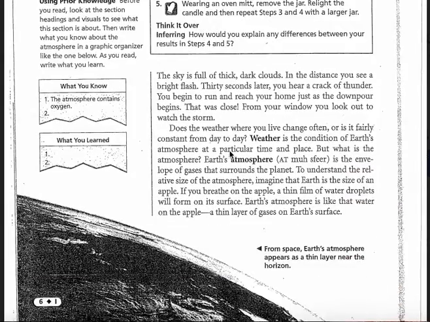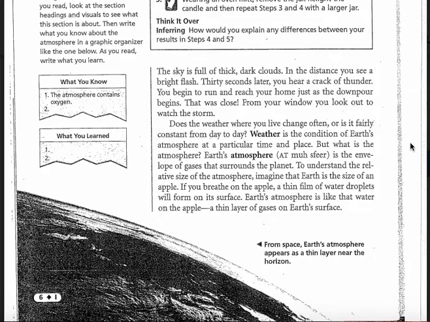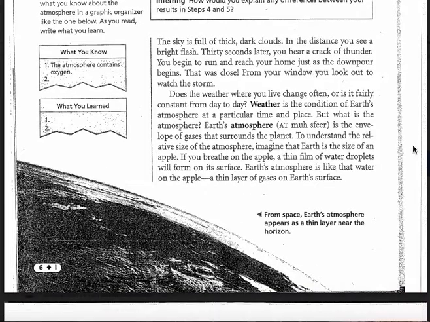All right, let's take a look. The sky is full of thick, dark clouds. In the distance, you see a bright flash. 30 seconds later, you hear a crack of thunder. You begin to run and reach your home just as the downpour begins. That was close. From your window, you look out to watch the storm. Does the weather where you live change often, or is it fairly constant from day to day?